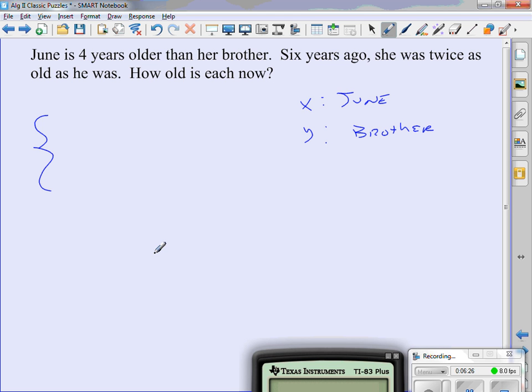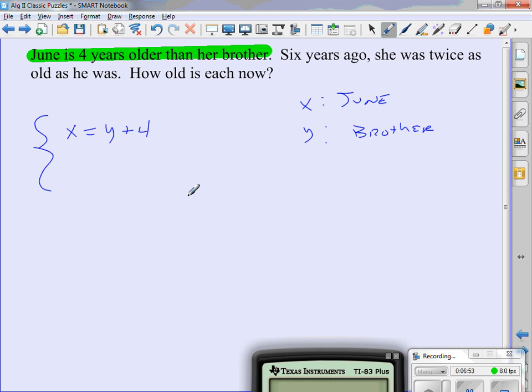The system. Looking at the first one. June is 4 years older than her brother. Anyone think they have it? Go ahead. X equals, because June is, so X equals, you put Y plus 4. 4 years older than her brother. Y plus 4 is correct.